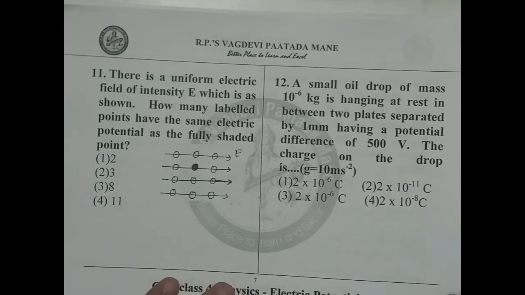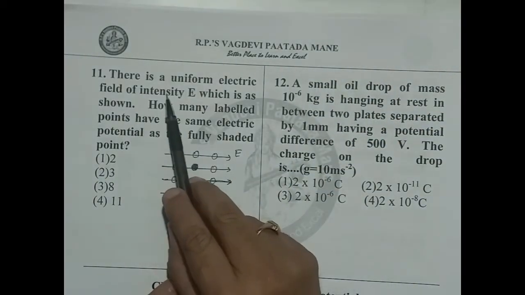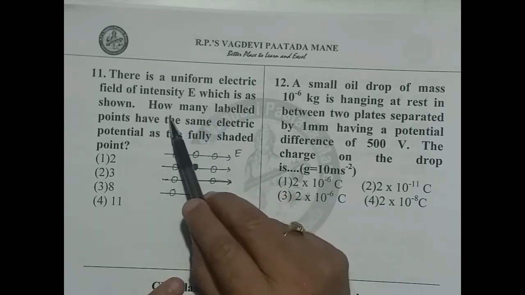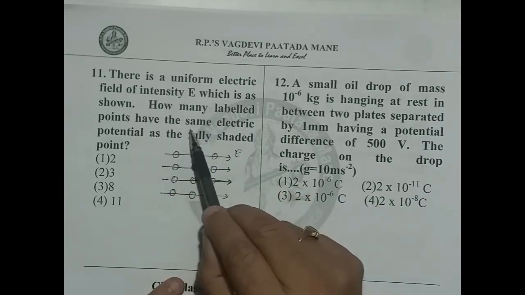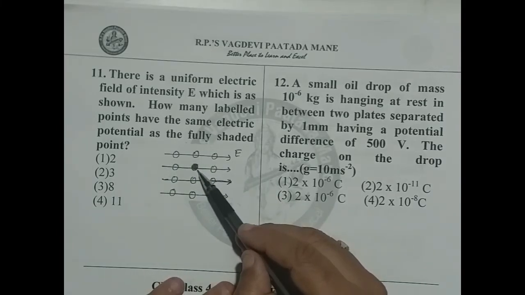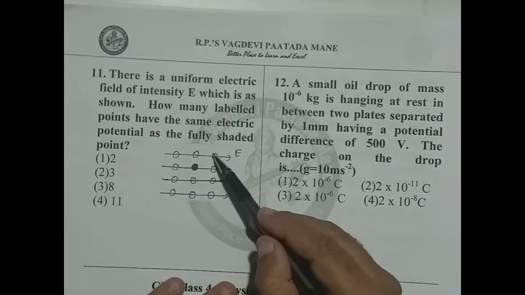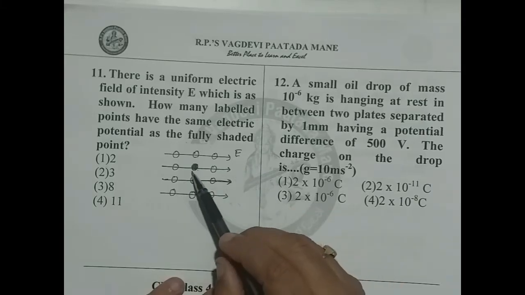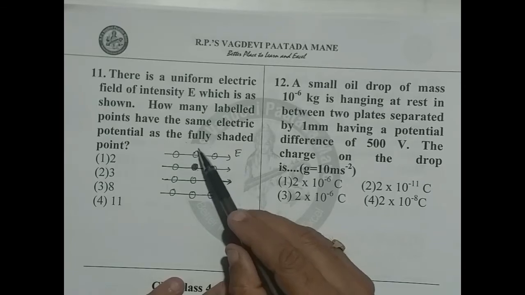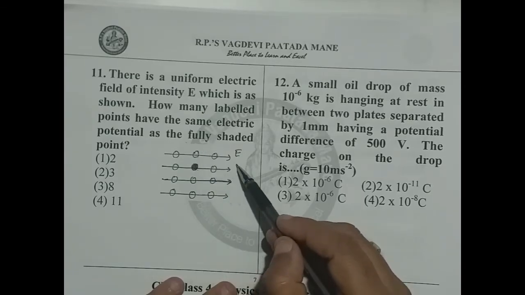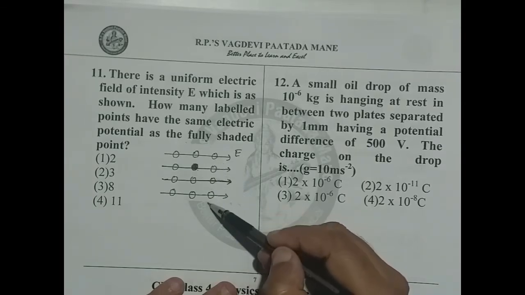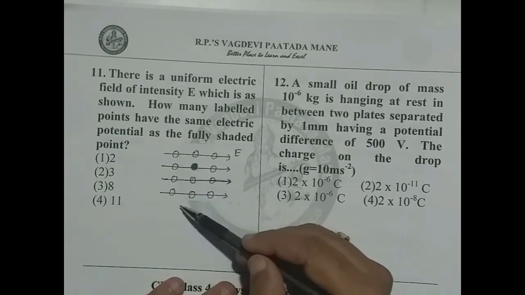No question of calculations required. We read. There is a uniform electric field intensity E, which is as shown. How many labeled points have same electric potential as fully shaded point? Say this is fully shaded point and these are the points. This is the electric field. We know in any electric field, the equipotential surface or line is always perpendicular to electric field. That means all these points in a single vertical line are having same potentials.